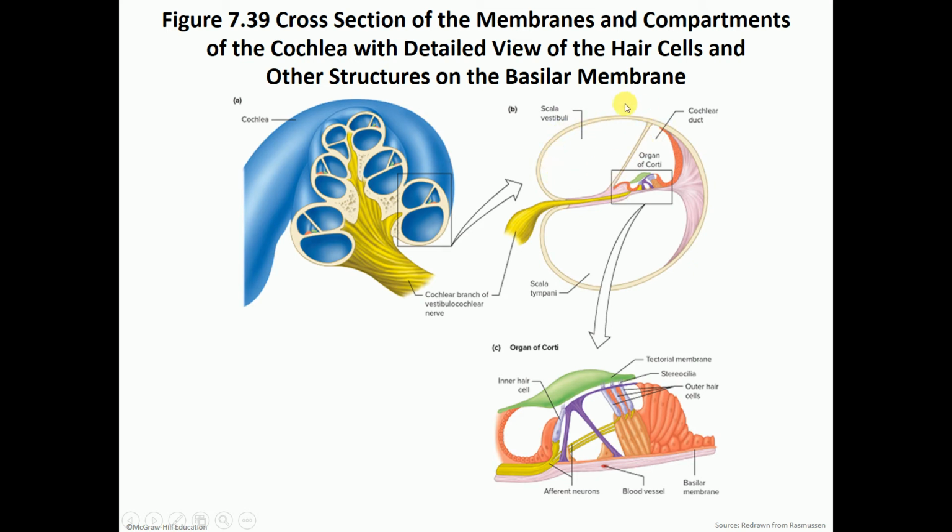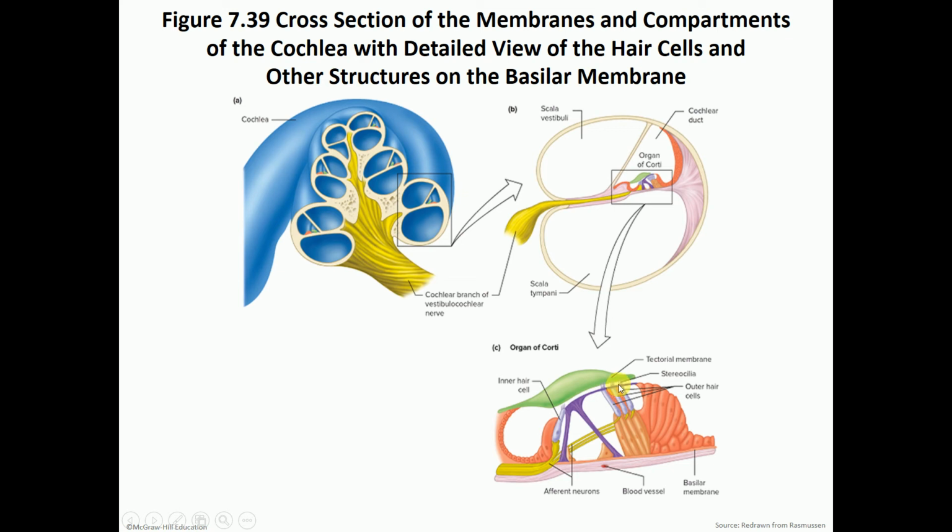Above it was your scala vestibuli. Underneath it was the scala tympani. Now the cochlear duct has the receptor, and the receptor is known as the organ of Corti. Corti is the person that discovered it. So here you can see a bigger image of the organ of Corti, which basically is these cells with little hairs. Hairs have cilia, and those are known as stereocilia.